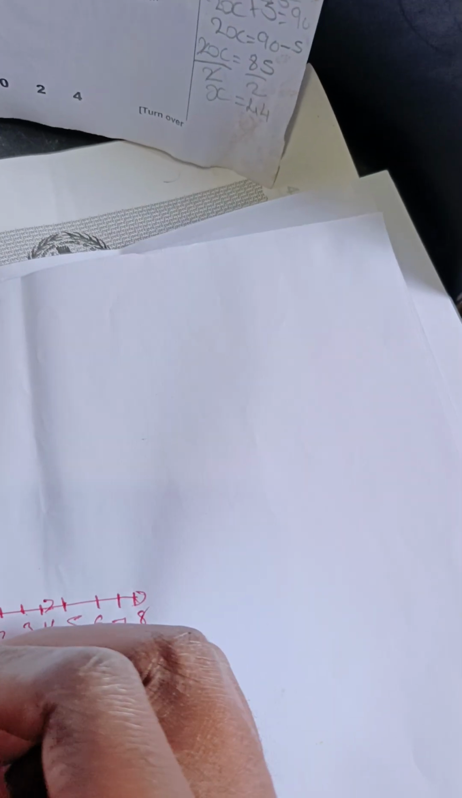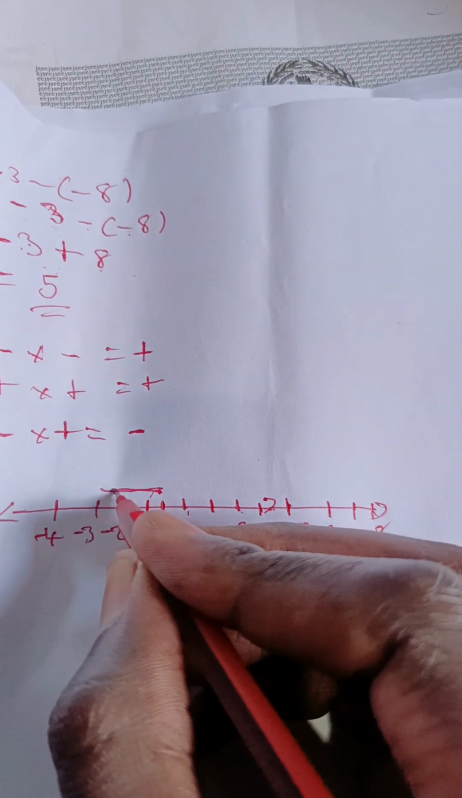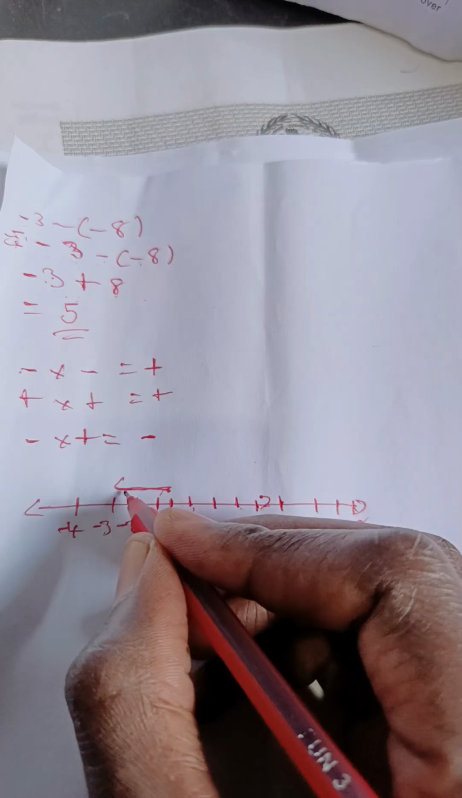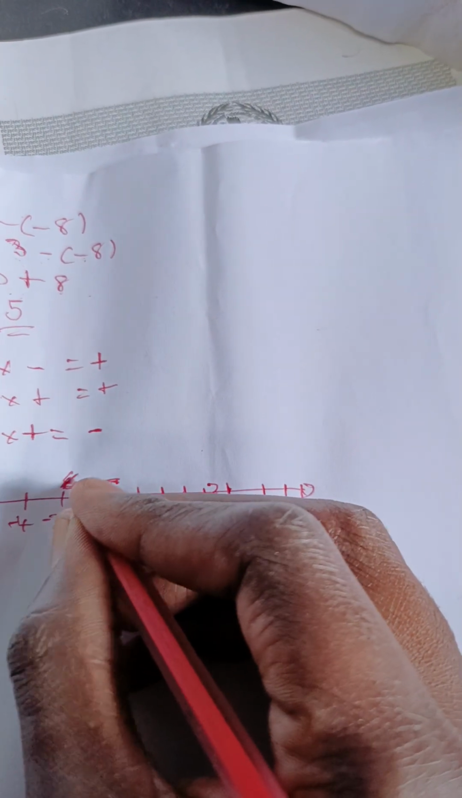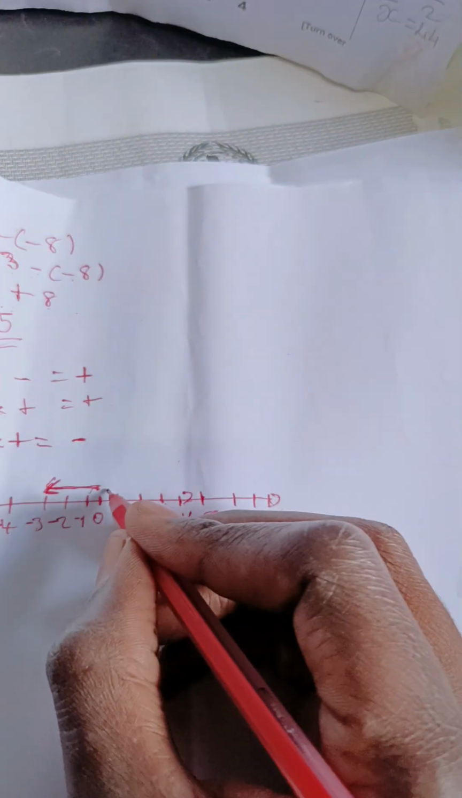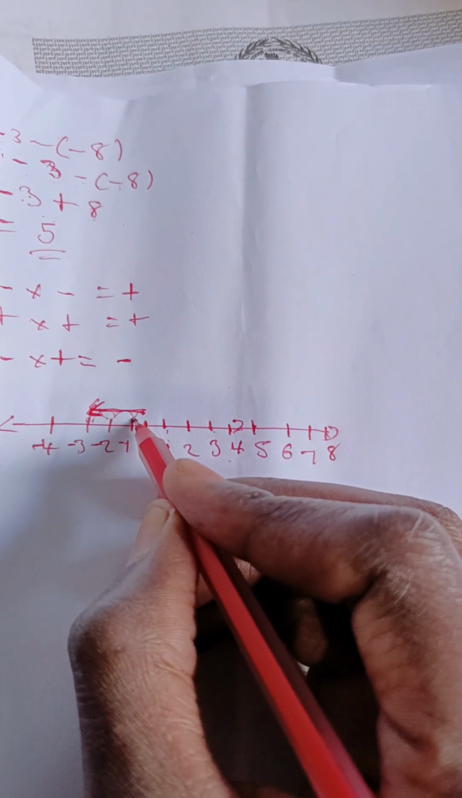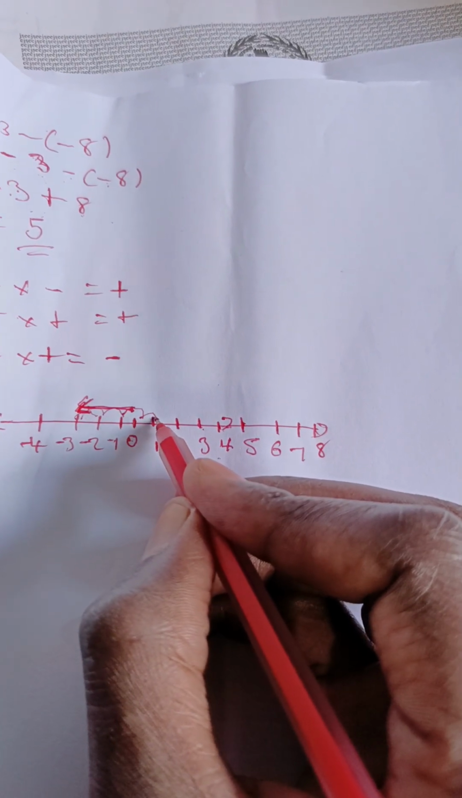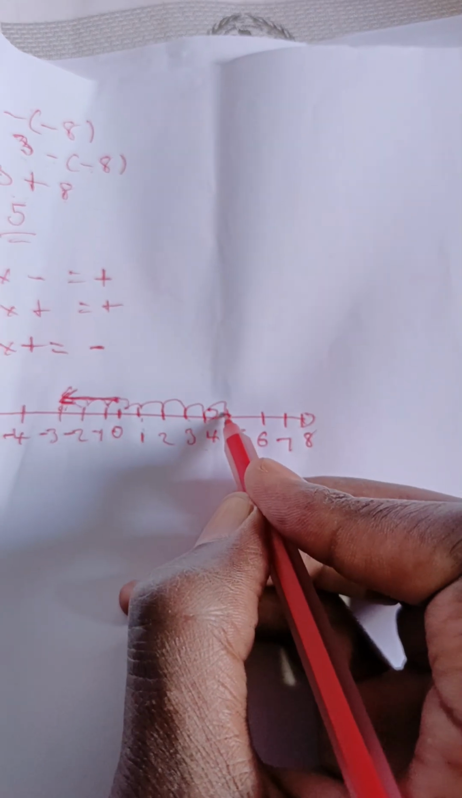So meaning we come to negative 3. We come to negative 3 from here. We are here at negative 3. Our negative 3 there. Then it says move 8 steps to the right. So we are going to our positive side. So now we say 1, 2, 3, 4, 5, 6, 7, 8.